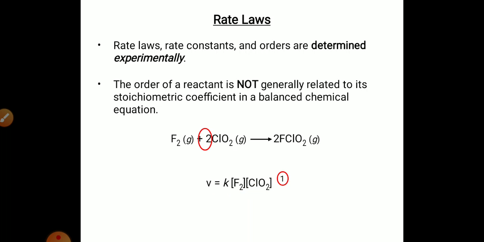Here you can see the equation where F2 in gaseous state plus twice the moles of ClO2 in gaseous state converts into a product, twice the moles of FClO2 in gas phase. So for this kind of equation, the rate law is V equals K, concentration of F2 and concentration of ClO2. Okay, the power is 1.